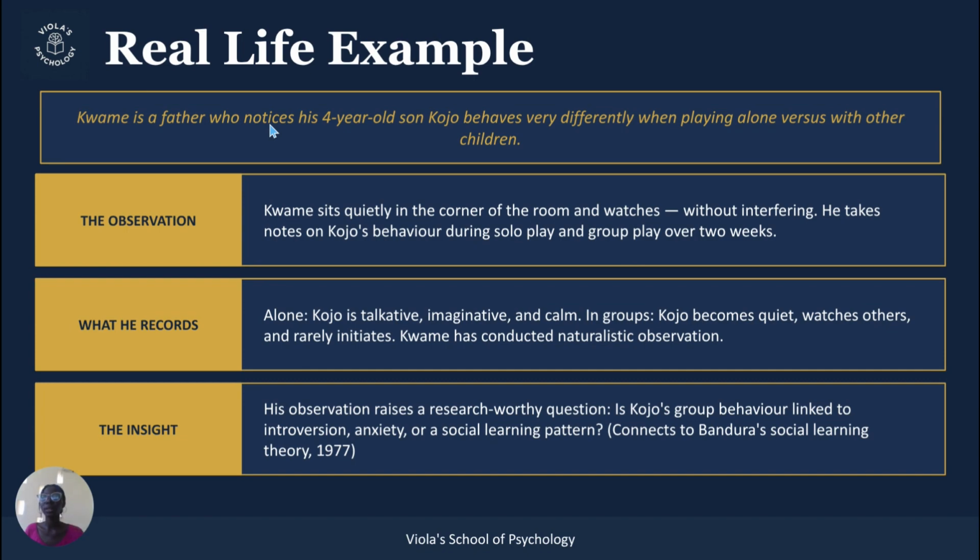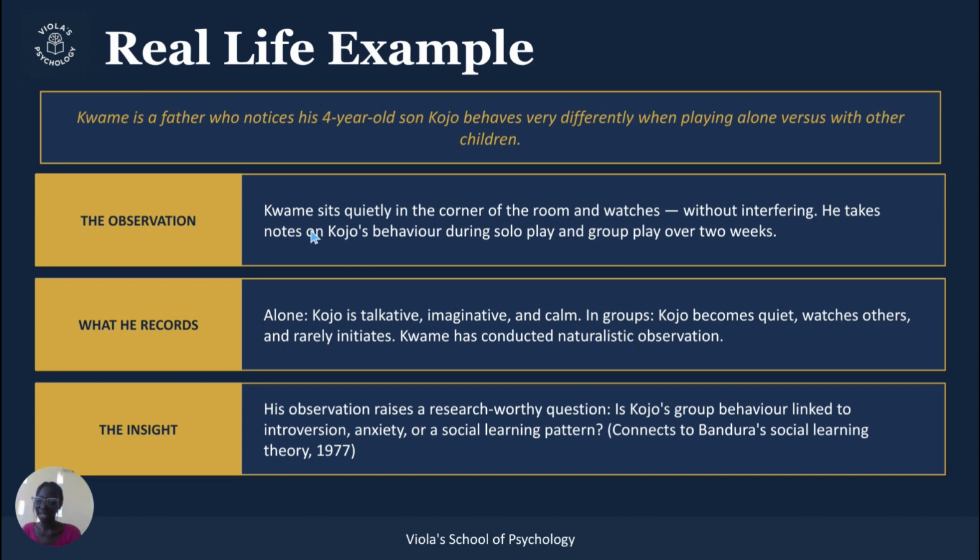So this is the observation that Kwame has observed, and this is a naturalistic observation. Because he is not interfering, he just stays there and watches his son as a father. So Kwame does not confront Kojo. He does not ask him about it. He does not tell him, oh, this is what I've seen, because that's a kind of interference in naturalistic observation.